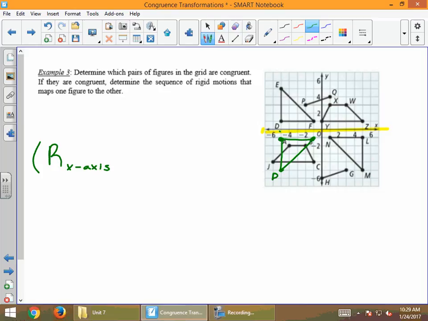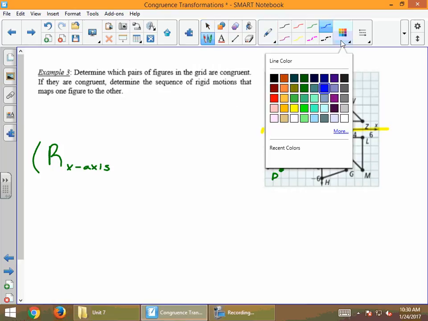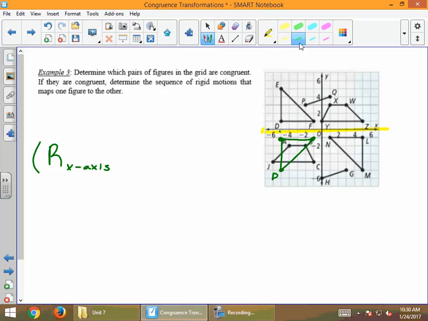They're both pointing down. But if you notice, this part of the triangle is pointing this way, and this triangle is pointing the other way. So, Jake, what can we do to get them pointing in the same direction? Perfect. We can reflect over the y-axis. So we can reflect again over that axis.